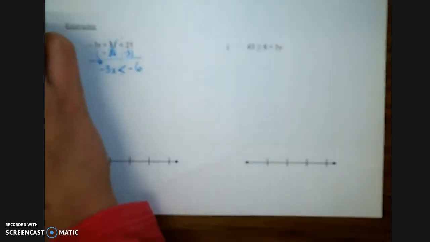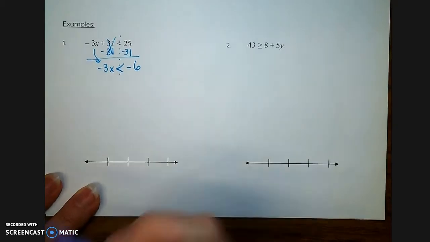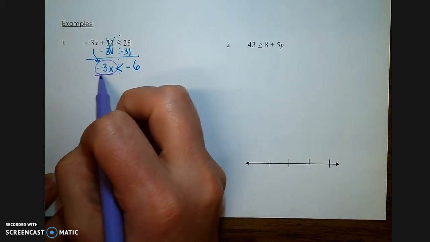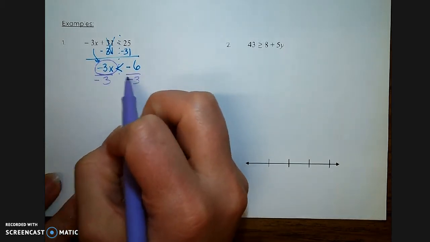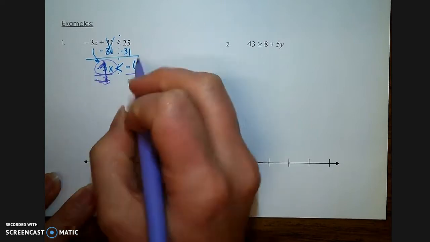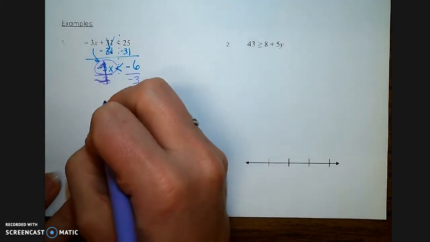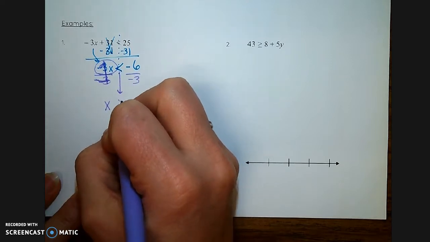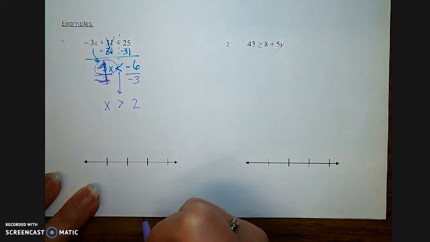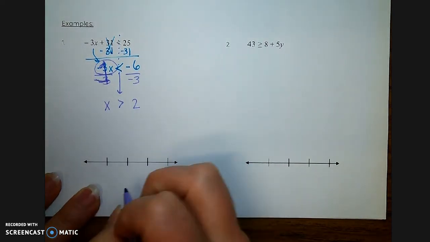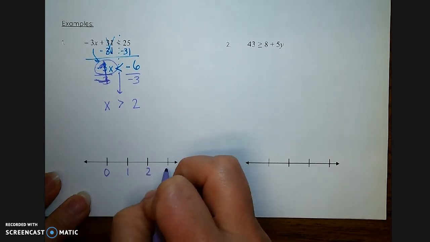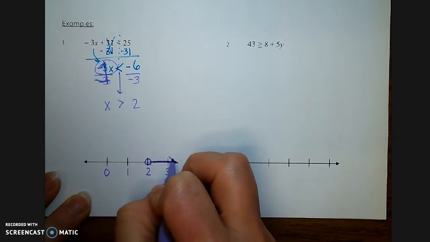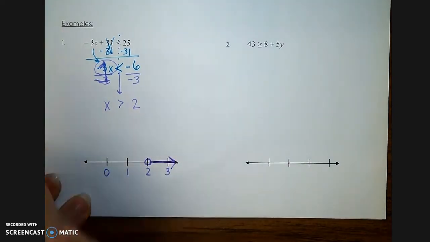And if you notice here, when we identify my variable and my coefficient, it is indeed negative. So when I divide by a negative number, when I bring that sign down, it's not going to point the same way anymore. It's going to get turned around. It's just a greater than sign, so open circle, it's a greater than. And that's what my graph looks like.